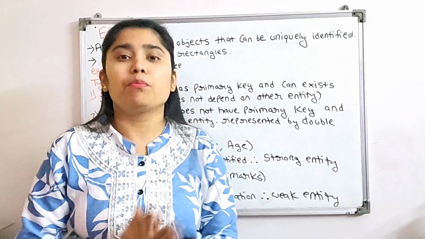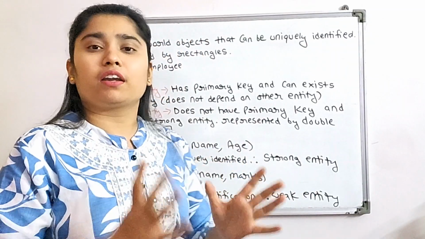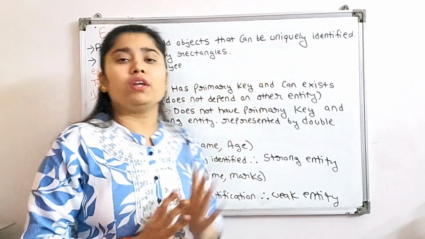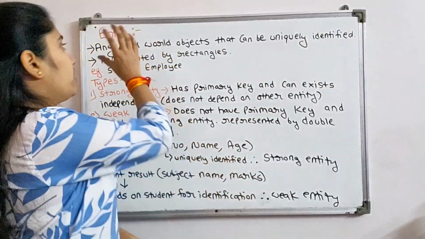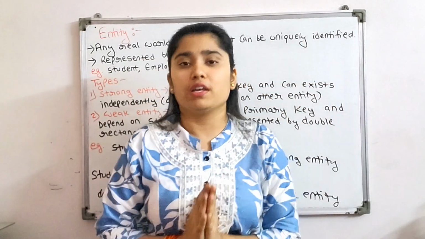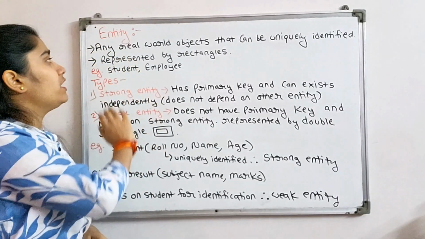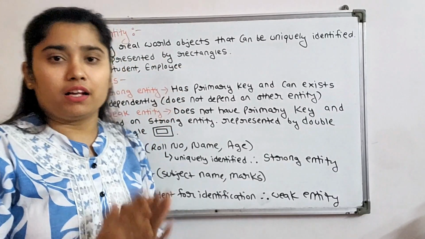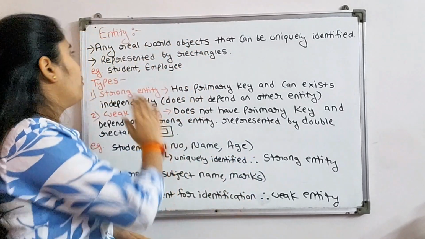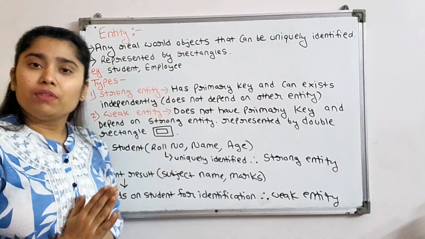Now our first component is the entity. What is the meaning of entity? Entity may be any object, class, person, any real world object that can be uniquely identified. So any real world object that can be uniquely identified is known as the entity. In ER diagrams, the entity is represented by rectangles. We represent entities using the rectangle shape. For example, an entity can be student or employee. These are examples of the entity.